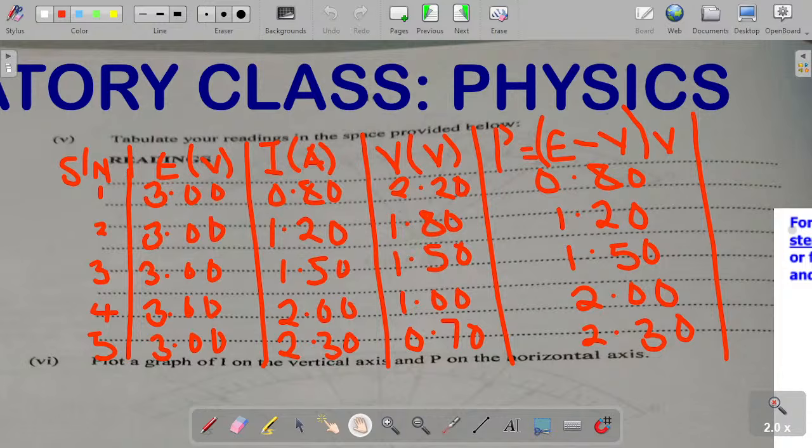Then let's look at the P-axis, almost the same values, 0.8 to 2.3. I can also consider 2 cm to 0.5 units. It depends. If you have a larger graph, you can consider 2 cm to 0.2 unit, because the highest value there is just 2.3. So it depends.